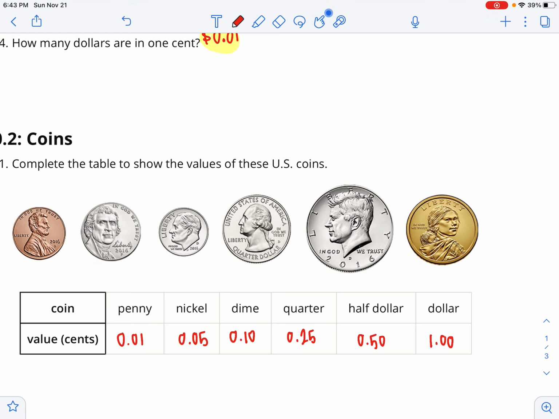However, this question asks for us to write it in cents. So that means we really should have written it this way. 1 penny is 1 cent, a nickel is 5 cents, a dime is 10 cents, and so on. A dollar is 100 cents.